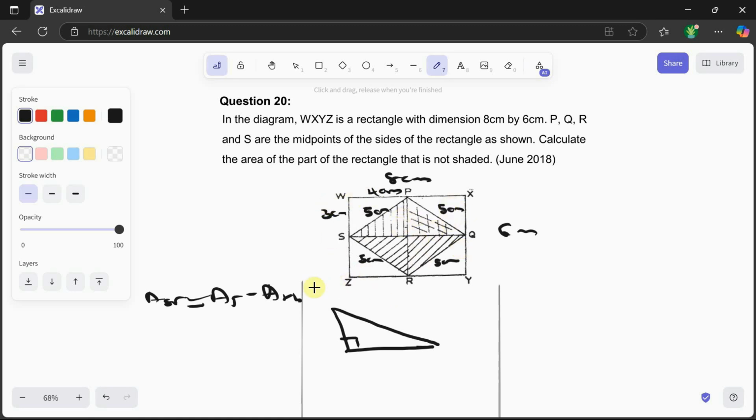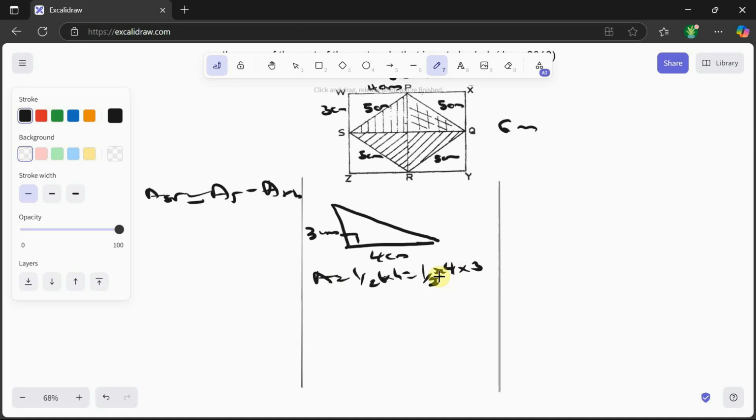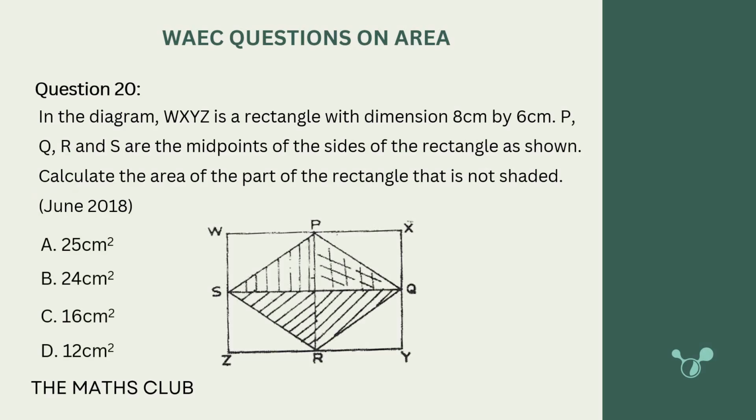So this guy here is 3 centimeter, this guy is 4 centimeter. So the area is half base times height, which is half times 4 times 3. So half of 4 is 2, 2 times 3 is 6, that's 6 centimeters squared. So that means that the area of one of these triangles is 6 centimeters squared, right? So the total area of the unshaded region, how many of them do we have? We have 4, so 4 times 6, and that will be 24 centimeters squared. Let's see if the answer is correct. That will be option B.